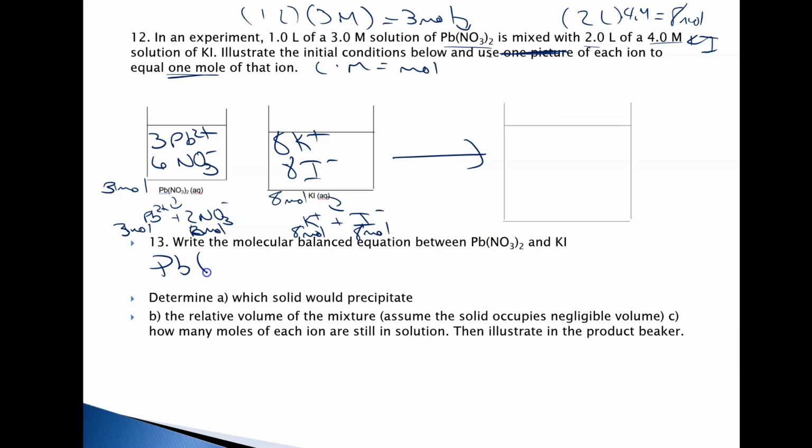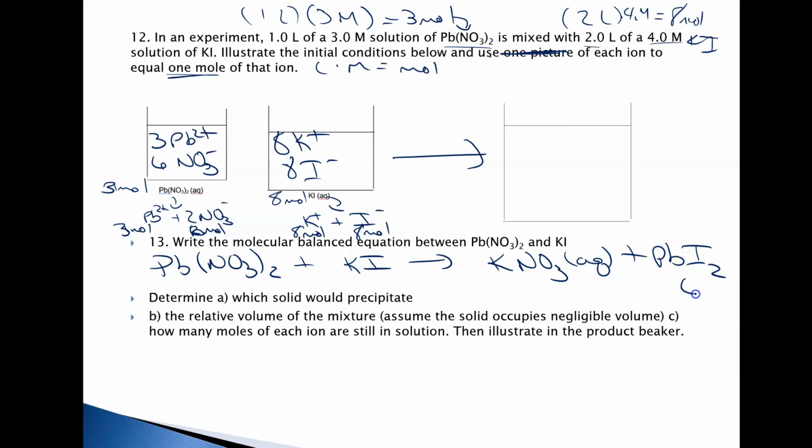It's Pb(NO3)2 plus KI. Double replacement, the K and the Pb trade partners. So I'm going to get KNO3. When I drop and swap charges, 1 and 1, this is aqueous. And I get Pb, which has a charge of 2. I drop and swap. I get PbI2, which is a solid. Balance it like this. So it says determine which solid would precipitate. That's PbI2.